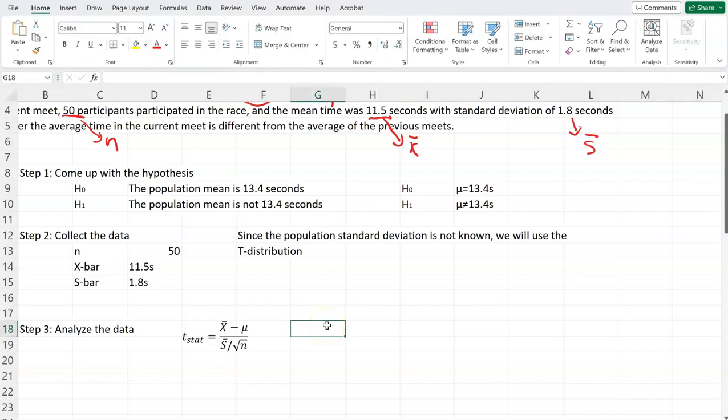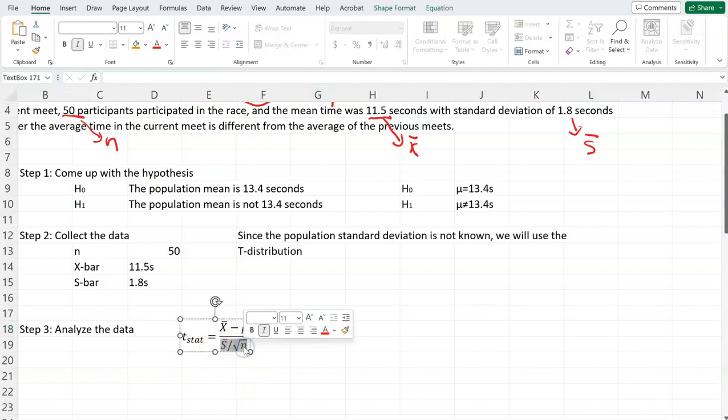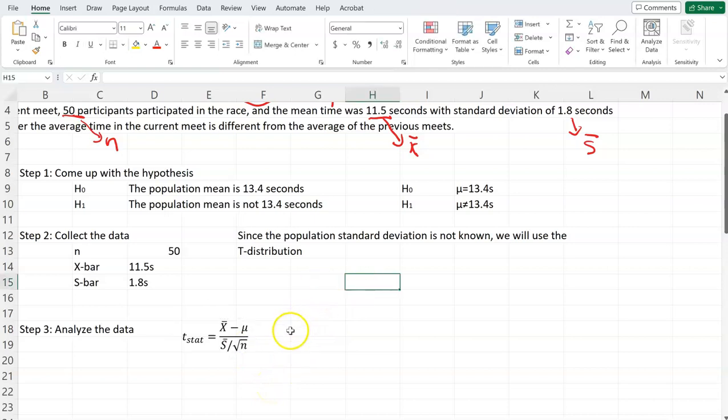So the formula for my t-stat is x bar minus mu. We find that, and then we divide by s bar divided by the square root of n, and this number, the bottom part, is called the standard error. So we will calculate that. So let's first look at that. I'll write it. First do the numerator.